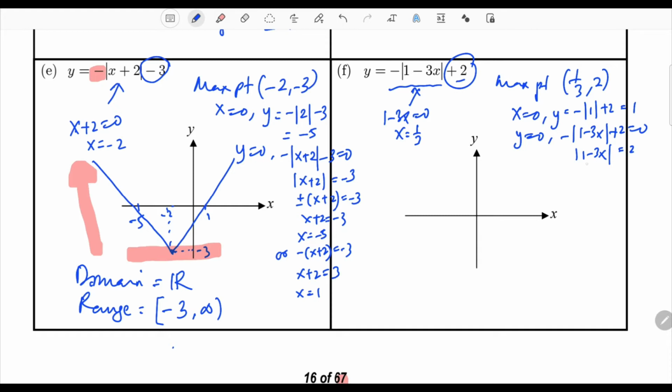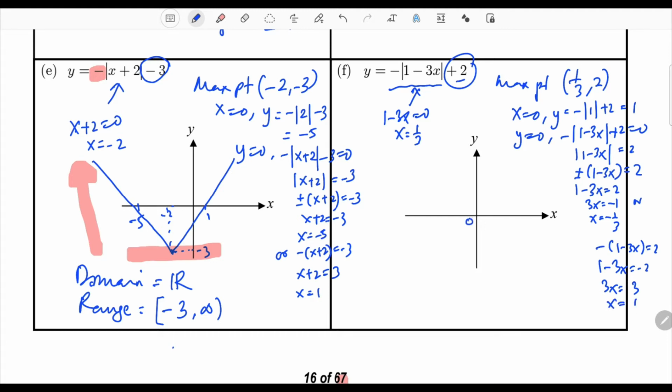By definition of modulus, we have plus minus of 1 minus 3x equal to 2. So we need to split the plus minus. 1 minus 3x equal to 2. So 3x equal to -1. x equals to -1 over 3. Or, we have negative of 1 minus 3x equal to 2. So you bring the negative to the right. So you get 1 minus 3x equals to -2. So 3x equal to 3. So x equal to 1.